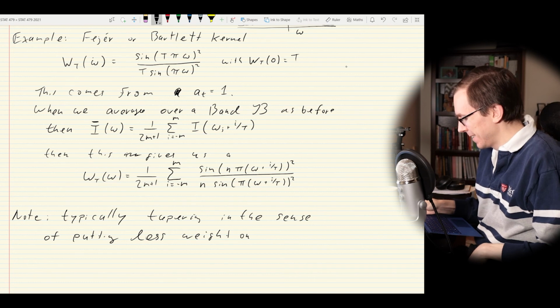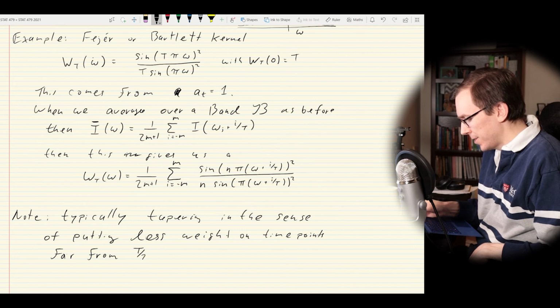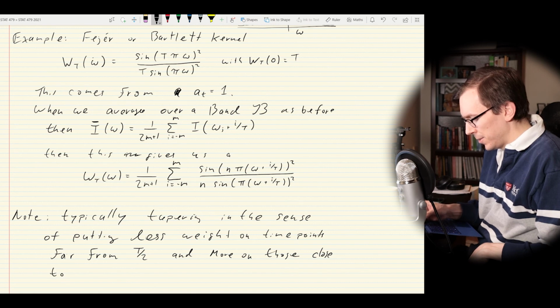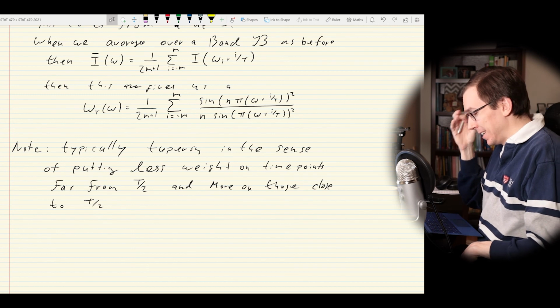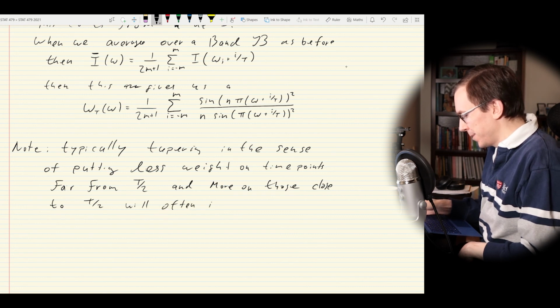Less weight on time points far from t over 2 and more on those close to t over 2, the center of our time series, I guess, temporally, will often improve performance.